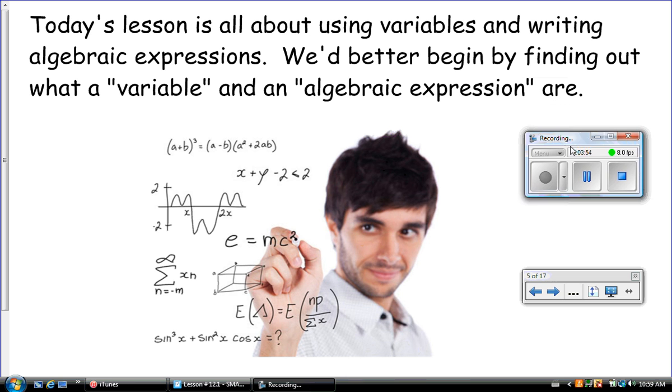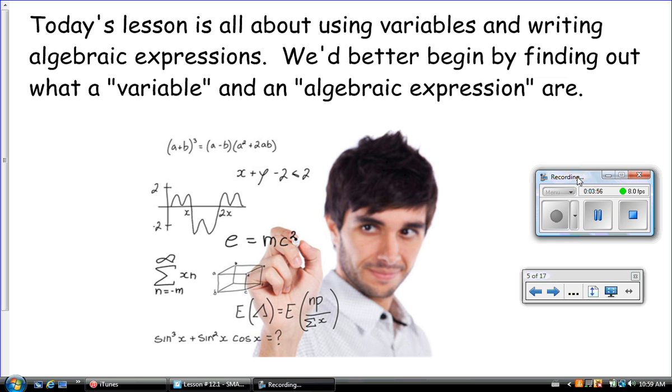Today's lesson is all about using variables and writing algebraic expressions. We better begin by finding out what a variable and an algebraic expression are.